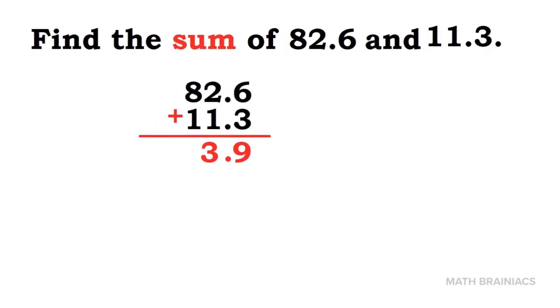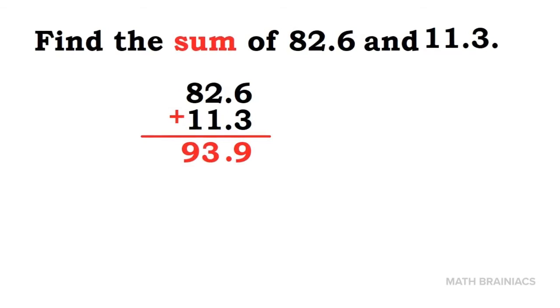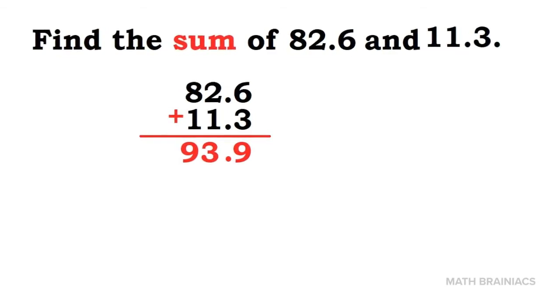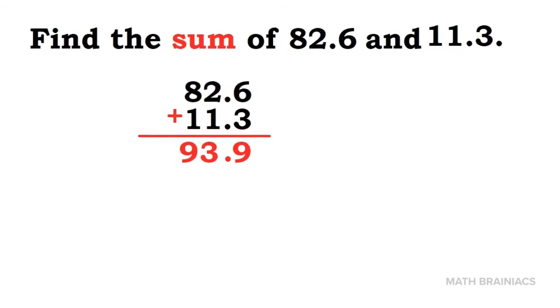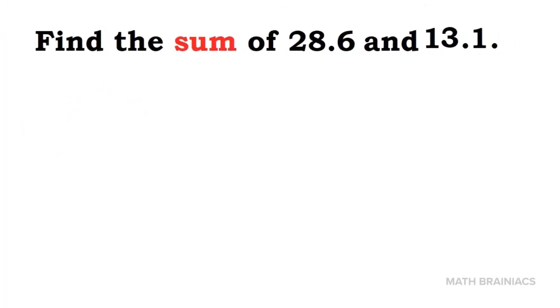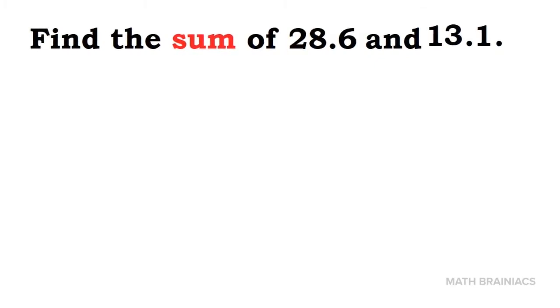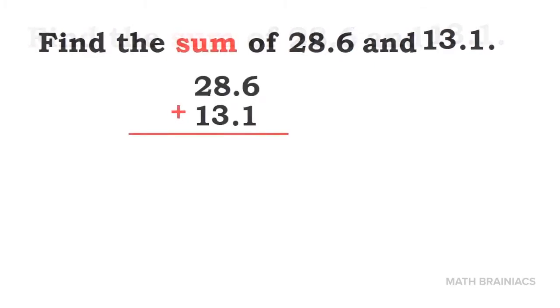2 plus 1 will give us 3. And 8 plus 1 will give us 9. Accordingly, 82.6 plus 11.3 will give us 93.9. Let us work on another example so that you can hit it off. Find the sum of 28.6 and 13.1.